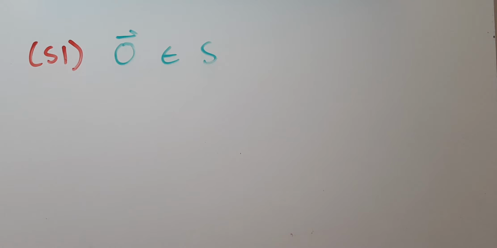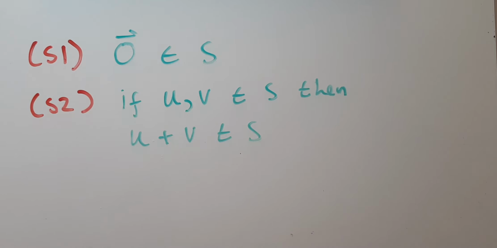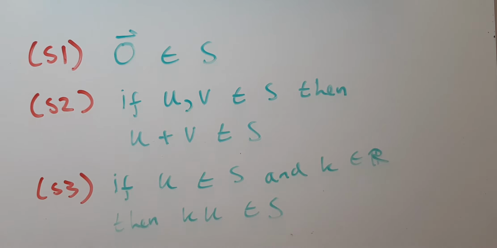A subspace has three conditions. The first being that the zero vector must be an element of your set. The second being that your set is closed under addition. And lastly, the set must be closed under scalar multiplication.